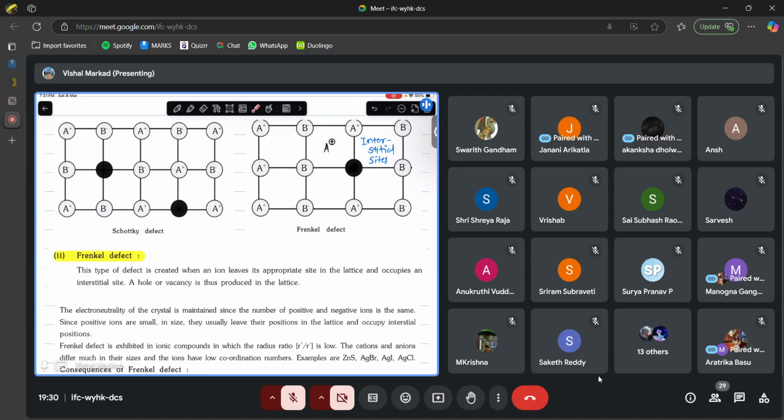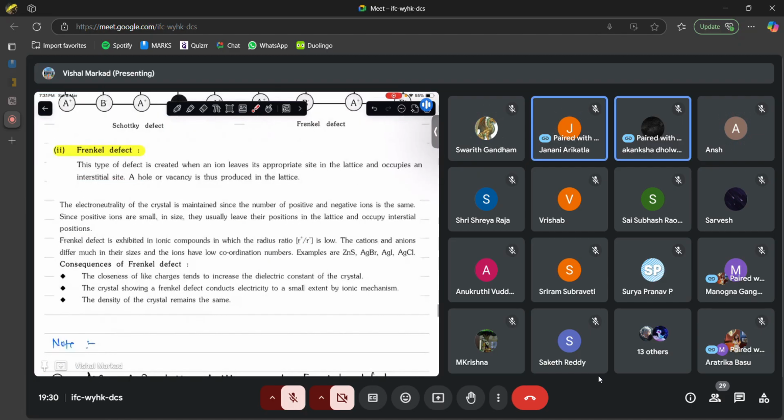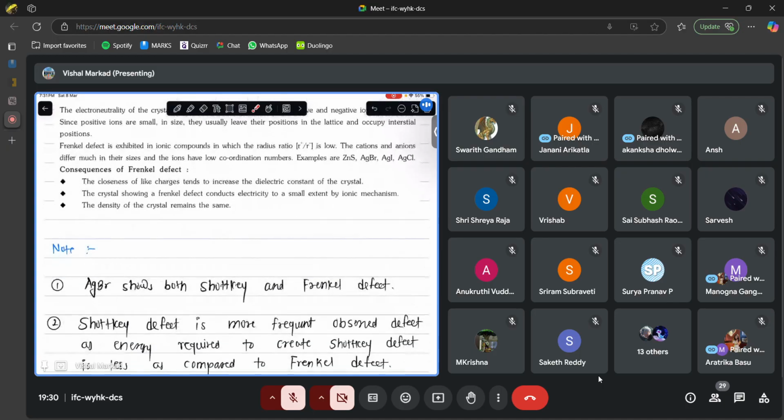Third thing, what about density? Density remains the same in Frankel but decreases in Schottky defect. In Schottky, density will decrease, but in Frankel, it will remain the same. Clear this thing? Okay. So these are the only points.